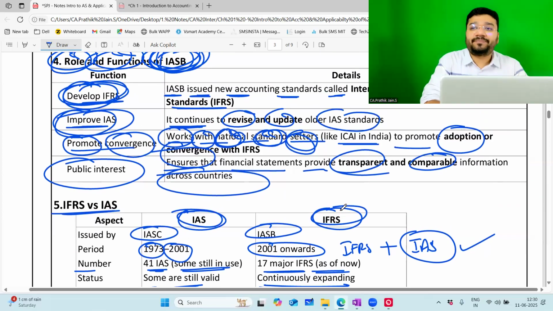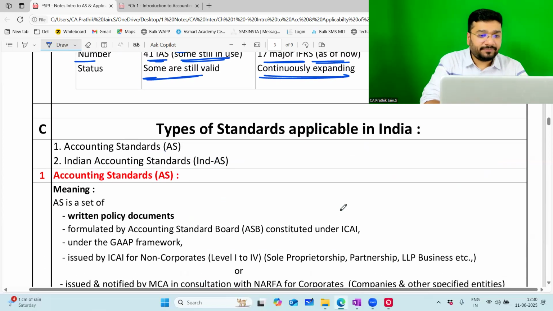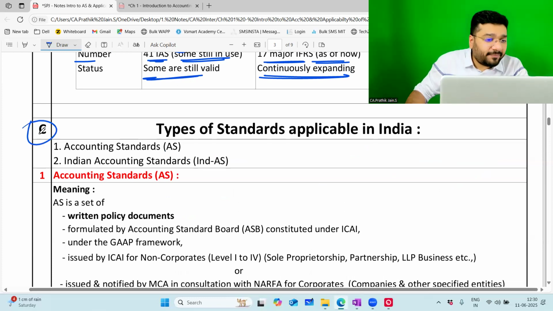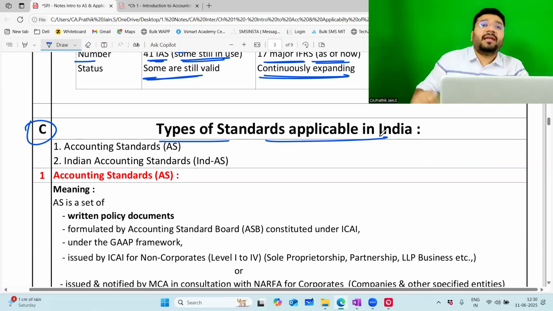Any problem so far? Online people, comfortable? Tell me yes, sir. Now, point number C. Types of standards applicable in India.